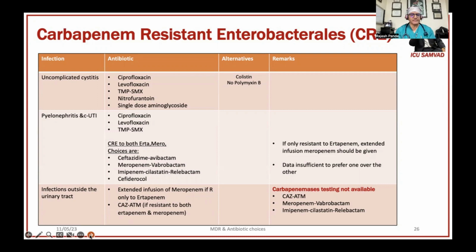Otherwise, ceftazidime-avibactam with aztreonam, if it is resistant to both ertapenem and meropenem, could be the drug of choice. And if carbapenemase testing is not available, then also we go for this combination, or the newer agents like meropenem-vaborbactam and imipenem-cilastatin-relebactam.